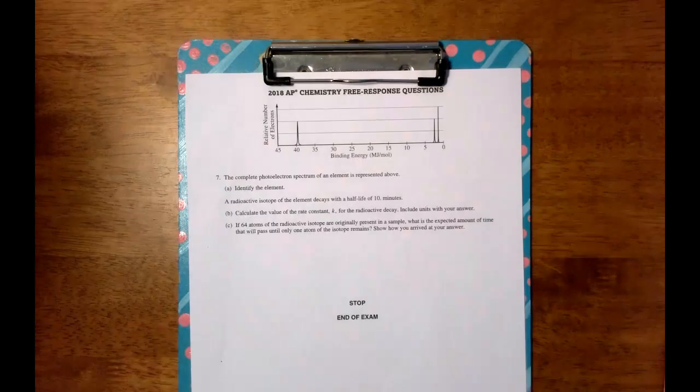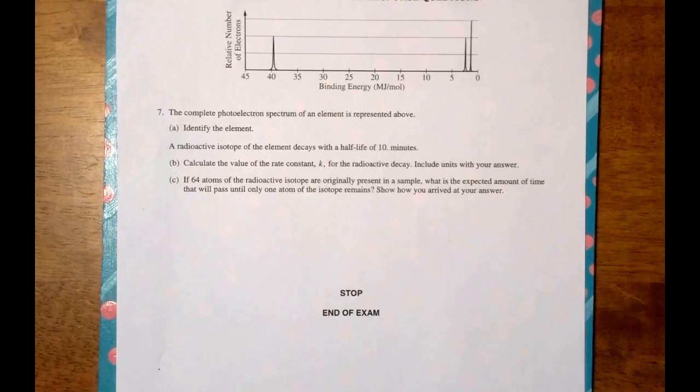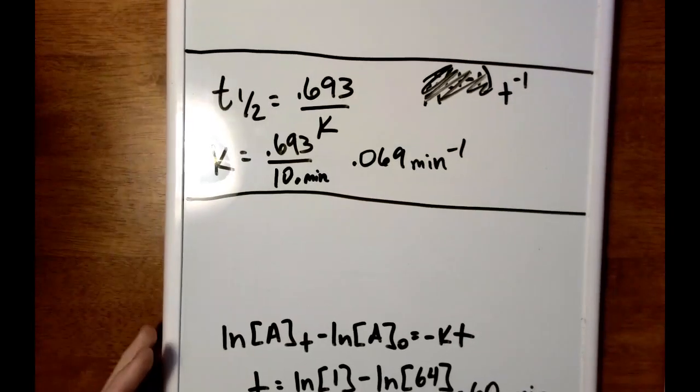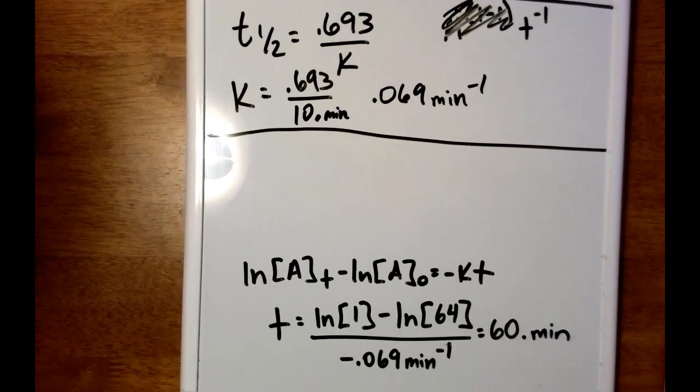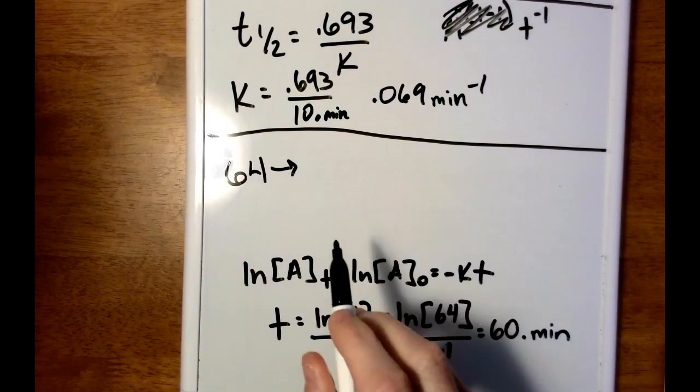So, to finish, if 64 atoms of this isotope are originally present in a sample, what is the expected amount of time that will pass until only 1 atom of the isotope remains? And we are specifically told to show how you arrived at your answer, because a lot of students try to do something like this in their heads. So we have 64, and we have 10-minute half-lives. Remember how we looked at doing this in class. Start with your original amount, and every arrow is a half-life.